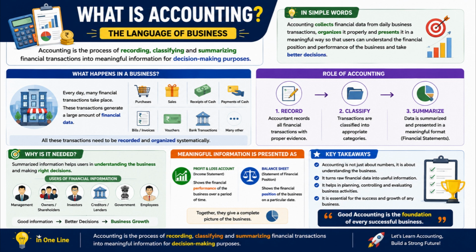Why is this necessary? Because different users such as management, shareholders, investors, creditors, banks, employees, and government authorities need financial information to make important decisions. Therefore, accounting can be defined as the process of recording, classifying, and summarizing financial transactions into meaningful information for decision-making purposes. The summarized information is generally presented through number 1, profit and loss account, and number 2, balance sheet. The profit and loss account shows the financial performance of the business, while the balance sheet shows the financial position of the business. This is the basic purpose of accounting.